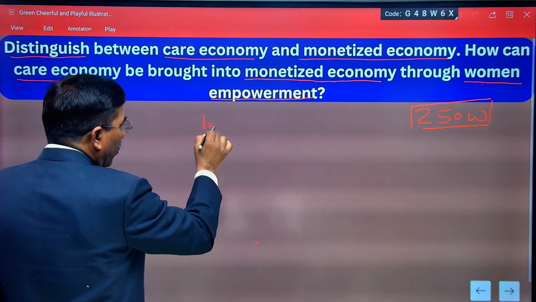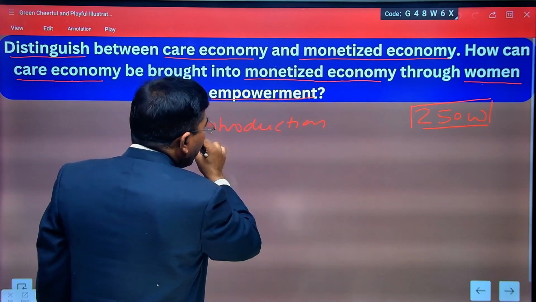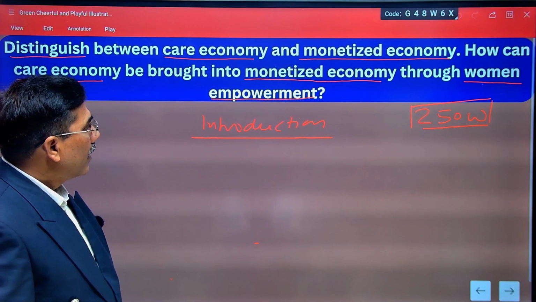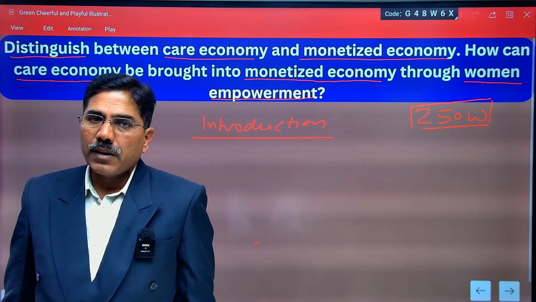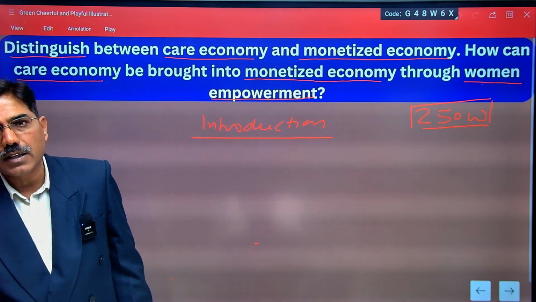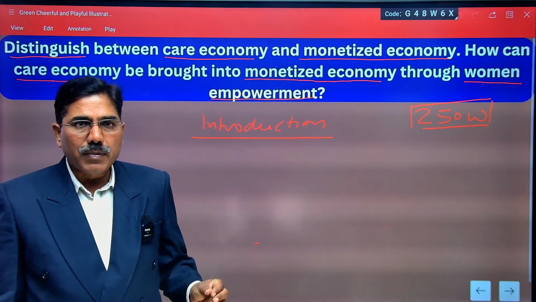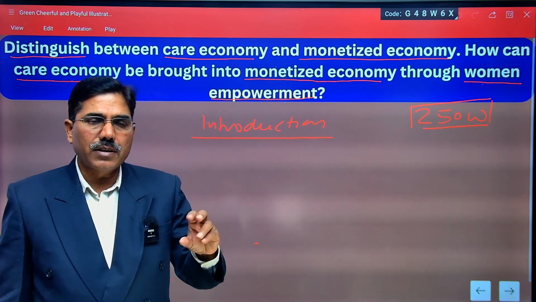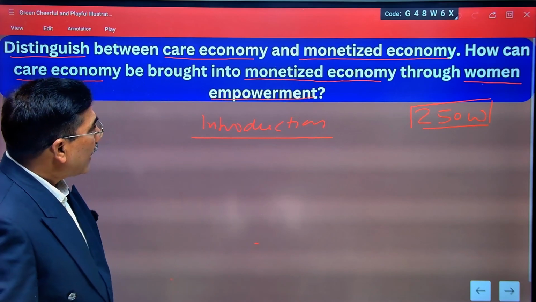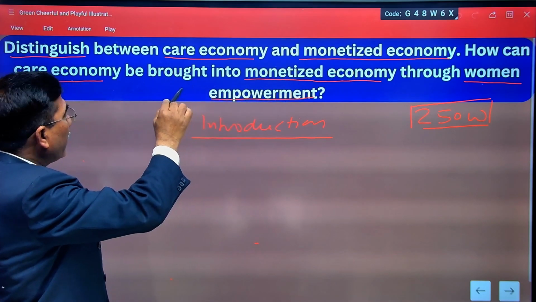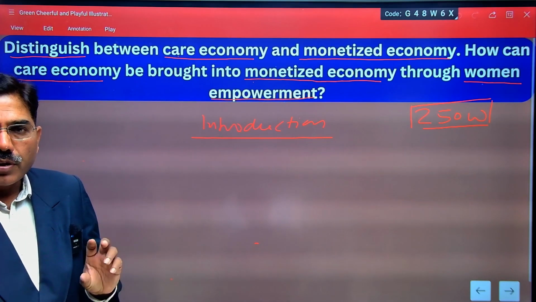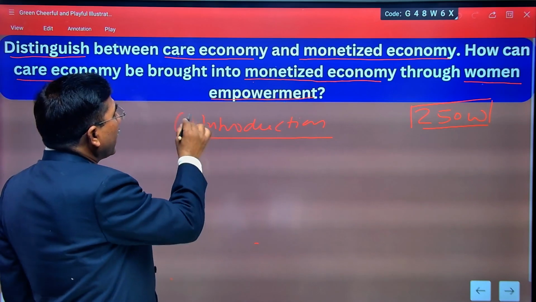As I defined, the introduction will carry the key point of this question. Women empowerment effectively achieves the desired target of conversion of care economy into monetized economy, because care economy and monetized economy are differentiated on the basis of monetization of economic activity, which is not taking place in the case of care economy. This is your best introduction. You can further modify it according to your own priority. You can take all these 3 areas: empowerment of women, conversion of care economy into monetized economy, and differentiation between care and monetized economy. That should be introduced in your first para, that is the introduction.